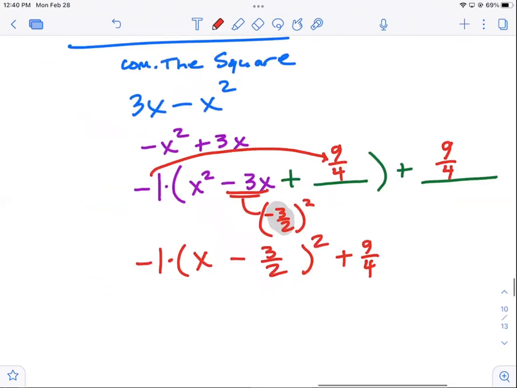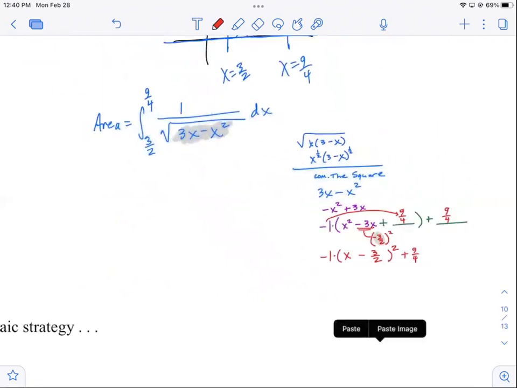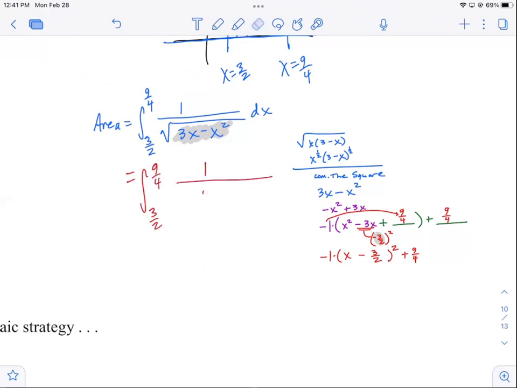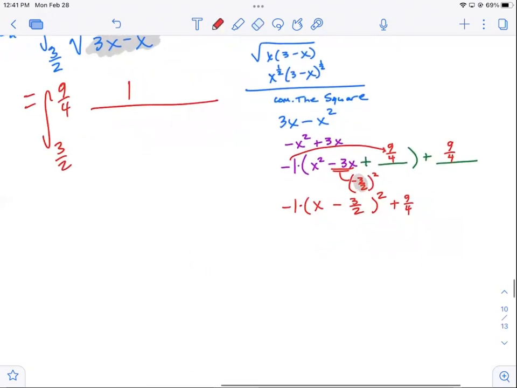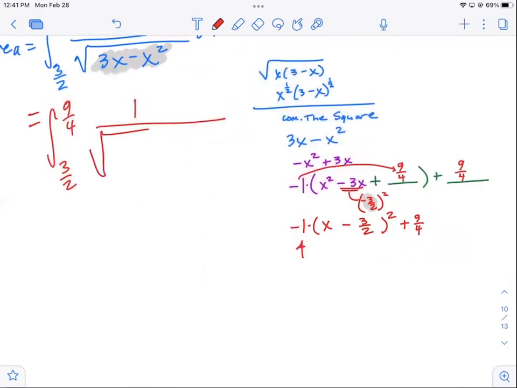All right, so I'm going to bring that back into my problem. And notice I did that off to the right-hand side. You never want to interrupt the flow of the problem with bench work, okay? Your bench work is located off to the side. All right, so when I rewrite that, I end up with this. I get the integral from 3/2 to 9/4 of 1 over, and I'm going to switch these around because I told you I don't like to lead with the negative. So I'm going to write that as the square root of 9/4 minus x minus 3/2 squared dx.